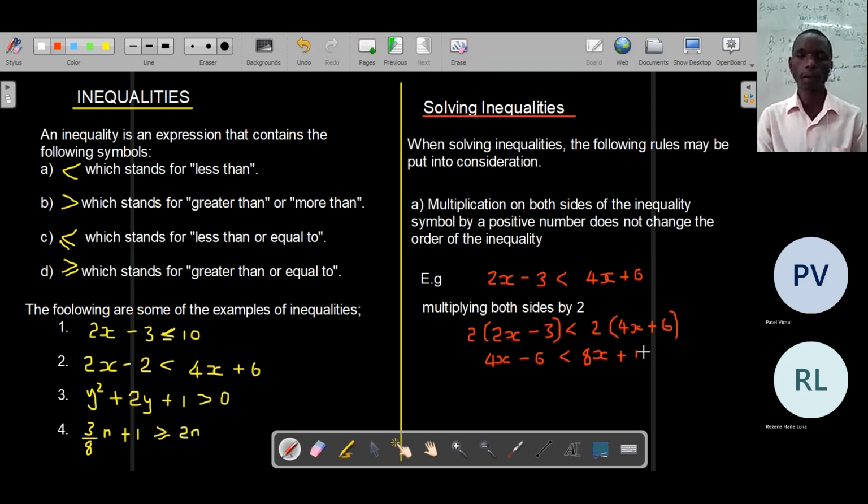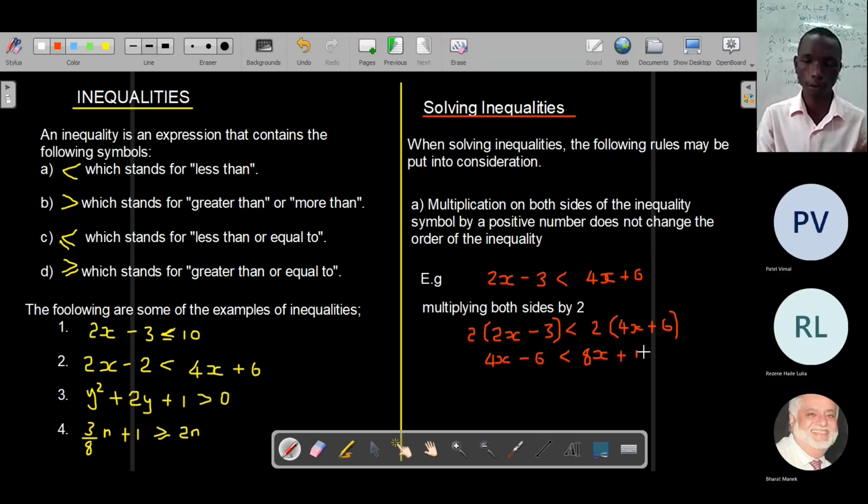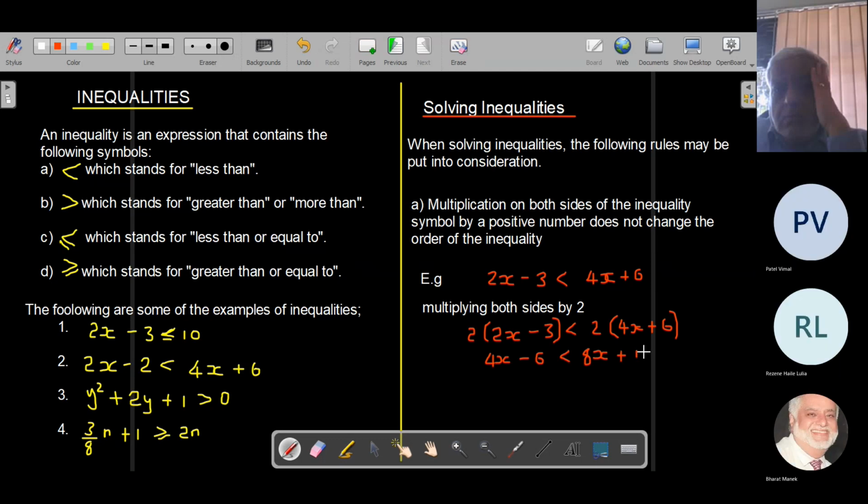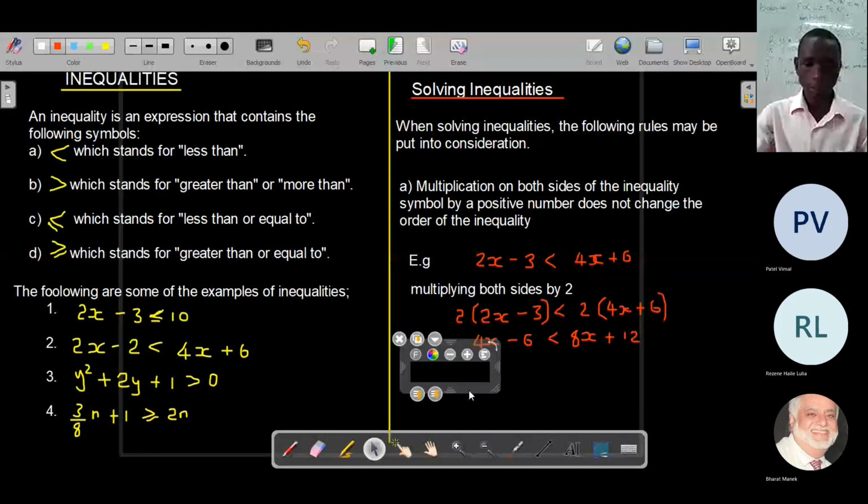So during multiplication by a positive number on both sides, it doesn't change the order of the inequality. I think that is well noted. So we have to take note of that. That is A. Then after that, we need to look at the second one.